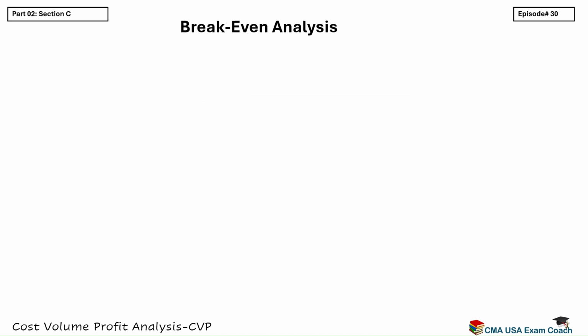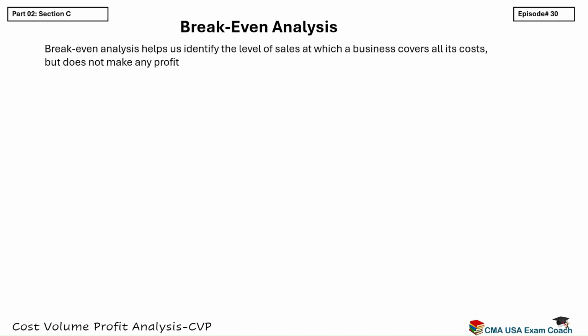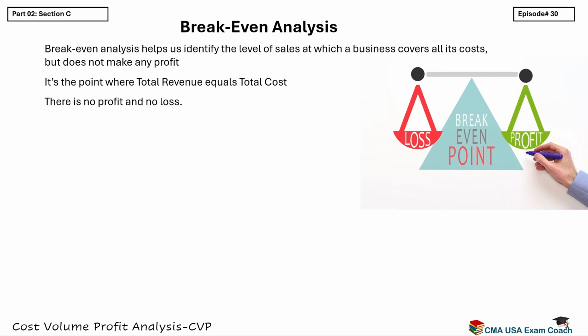Now let's take a moment to understand a very important concept in cost-volume profit analysis, and that is break-even analysis. Break-even analysis helps us identify the level of sales at which a business covers all its costs, but does not make any profit. In simple words, it's the point where total revenue equals total cost. And at this point, there is no profit and no loss. Let's break this down further. In any business, we have fixed costs, like rent, salaries, and insurance, which must be paid even if you sell nothing. Then we have variable costs, which depend on the number of units you sell. For example, direct material and direct labor.